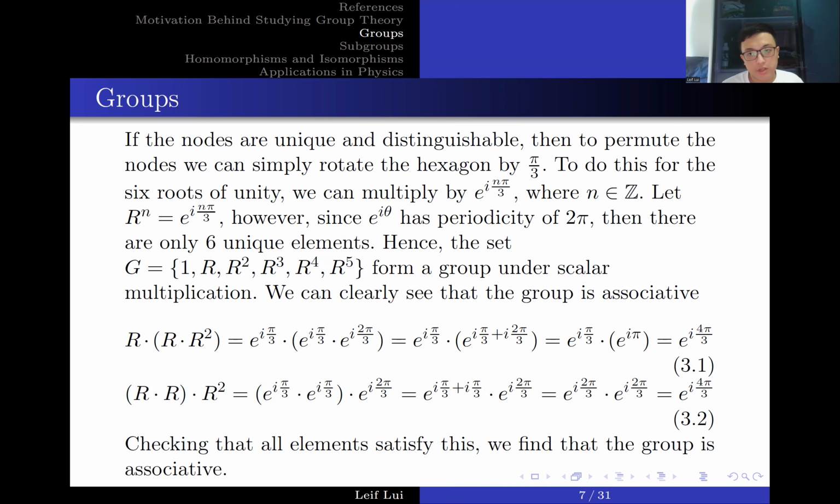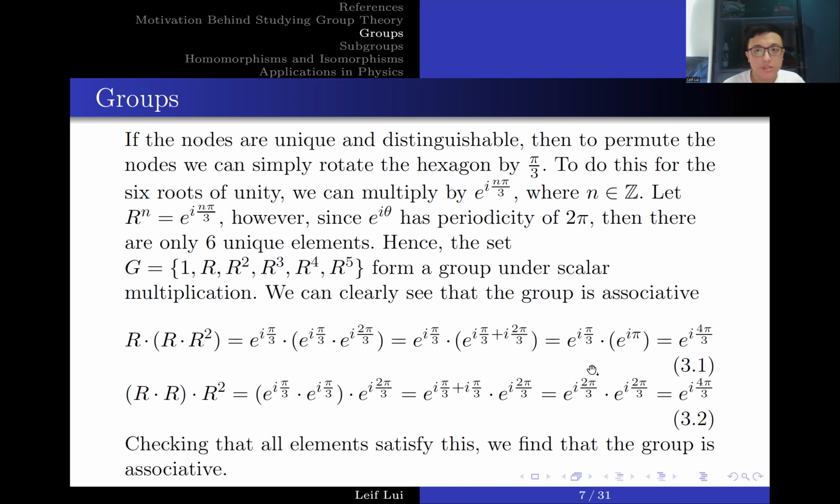We can also clearly see that it is associative. Let me do one example, and then I will tell you that this works for every single element in the group. So let's say we have r times r squared. If we do r times r squared first, we get this. Since in exponentials we can add the indices, we get e to the i 4 pi by 3. If we do the same thing where we act r and r first, we get these 2, and then we get e to the i pi over 3 times this. Then we also get e to the i 4 pi over 3.